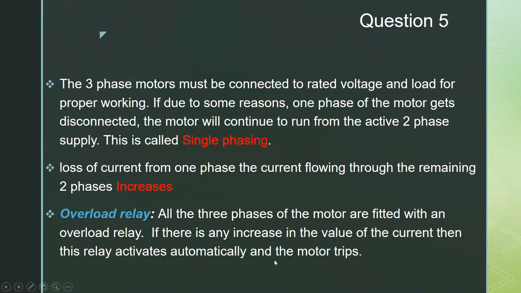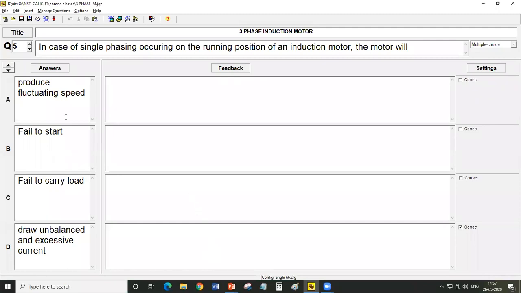One additional point: when you are connecting an overload relay in each phase, it will be set to a particular current, 2 ampere, 3 ampere. You can set any, depending on the motor. If a single phasing fault occurs, and the three phases of the motor are fitted with an overload relay, then if there is any increase in the value of the current, the relay activates automatically. So when single phasing occurs accidentally, unbalanced and excessive current will pass through the overload relay and it will trip the circuit and the motor will be protected.